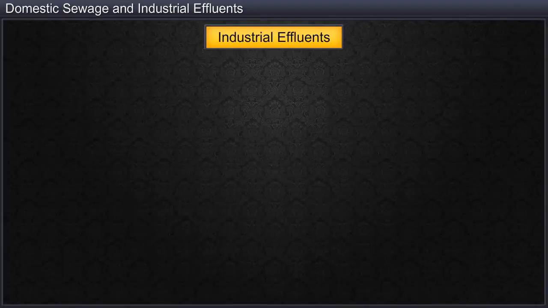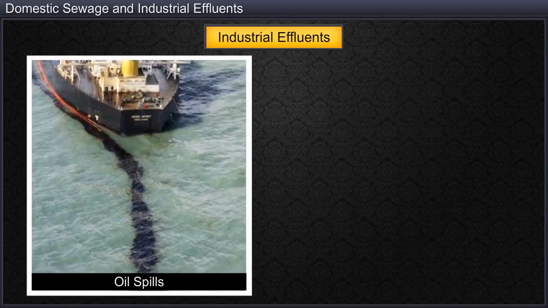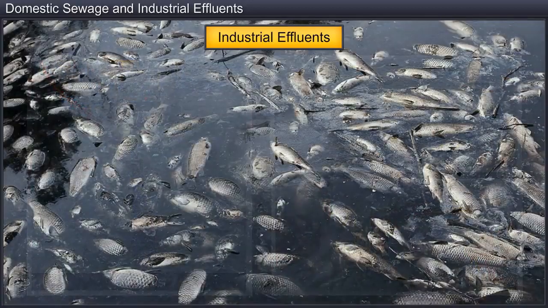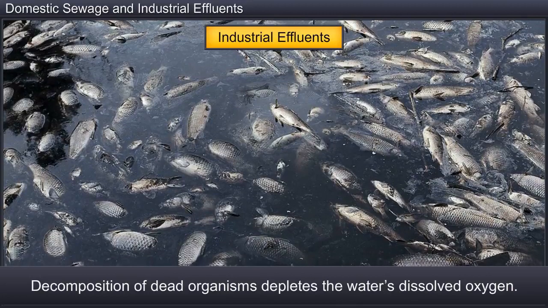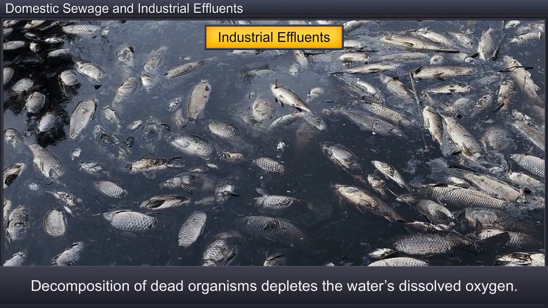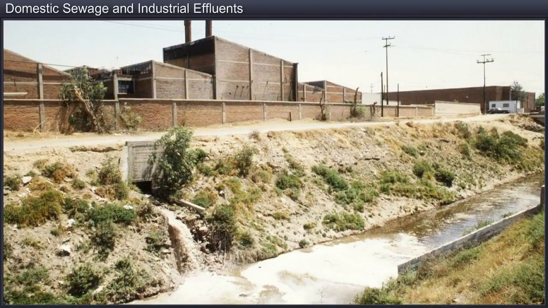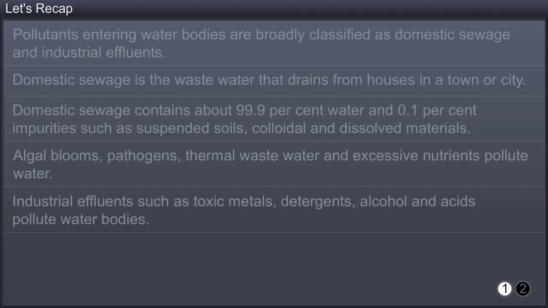Apart from thermal wastes, oil spills too can contaminate water bodies and, in the process, kill aquatic life. The decomposition of these dead organisms further depletes the water's dissolved oxygen, choking the water body to death. We human beings have been polluting water in various ways, and without stringent measures, it will be difficult to protect it. You have now reached the end of this module.